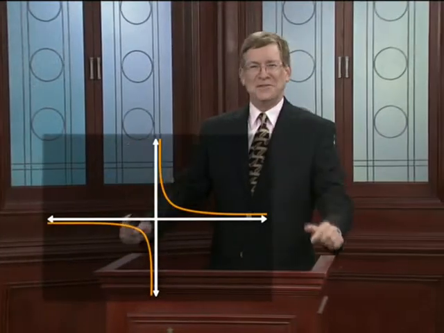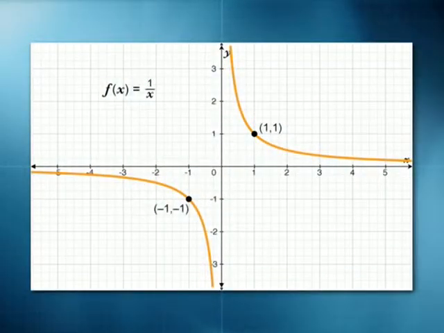Now here's another interesting feature of this function. What happens as x gets very large? What happens if x is, say, 1,000,000 or minus 1,000,000? Well, I think you see that 1 over a very large number is very close to 0. So we can sort of see this behavior getting close to 0 when x is large on either side. And then by plotting a few points like (1, 1) or (-1, -1), we obtain the following graph. This is the graph of the rational function 1 over x.